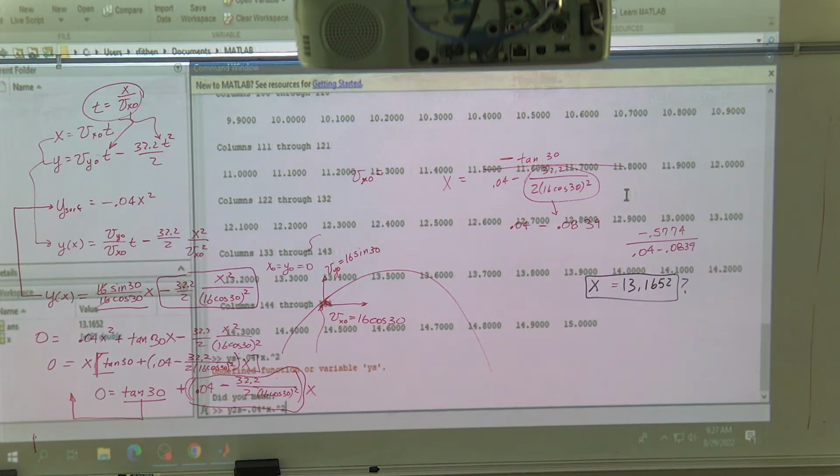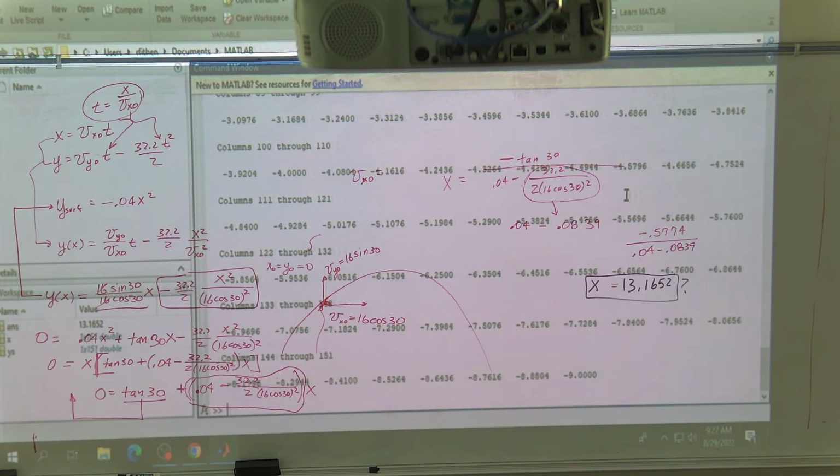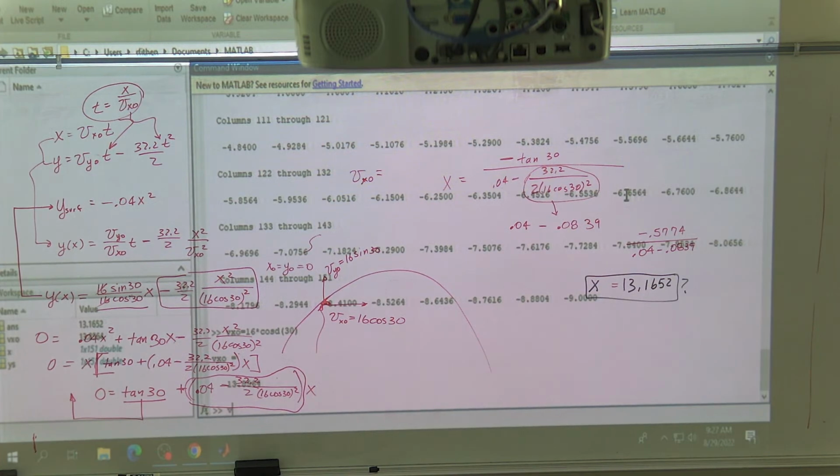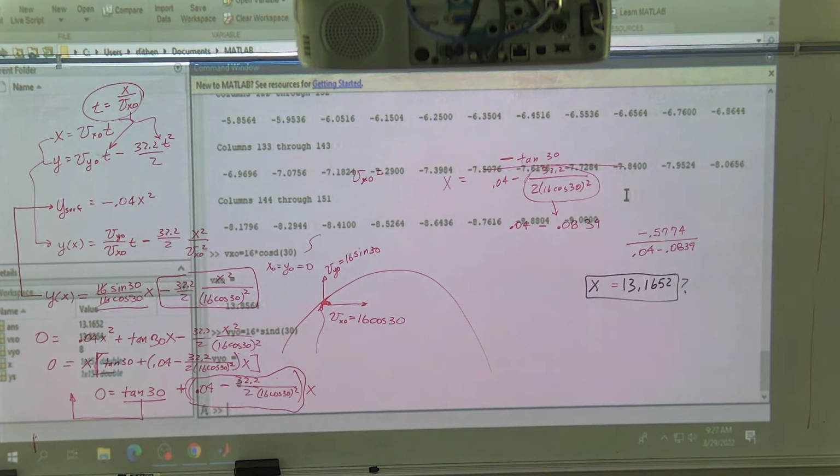What did I do? Undefined. That's because I didn't put the equal sign. Now yp from a projectile, let me come up with this. Vx naught would be equal to 16 times cosine of 30 degrees, and Vy naught would equal 16 times sine of 30 degrees. And now I'll say y of the projectile equals.